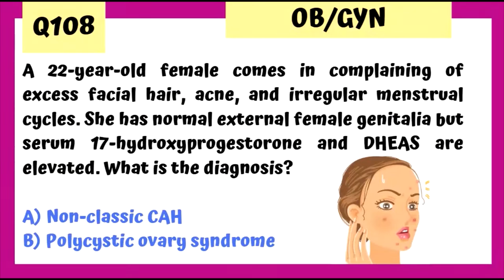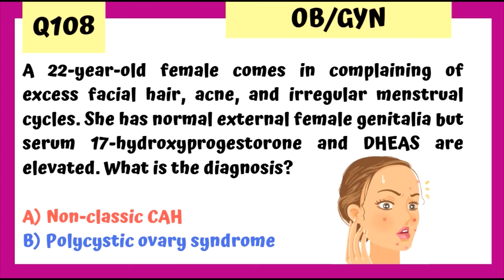108. A 22-year-old female comes in complaining of excess facial hair, acne, and irregular menstrual cycles. She has normal external female genitalia, but serum 17-hydroxyprogesterone and DHEAS are elevated. What is the diagnosis? This is not polycystic ovary syndrome. This is non-classic congenital adrenal hyperplasia.